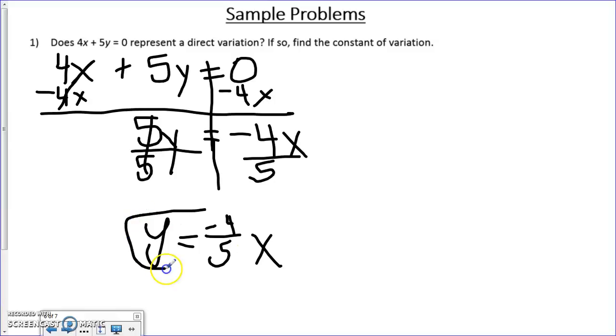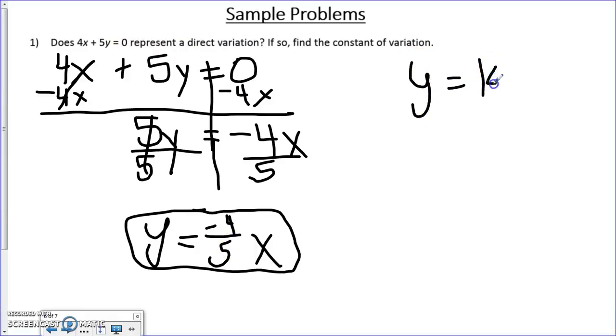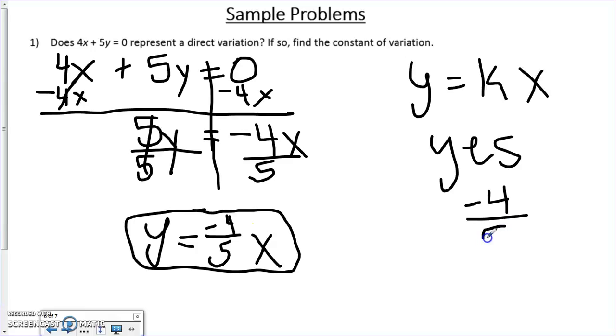Let's go back and answer the question. Does this equation represent a direct variation? Well, remember, the direct variation is y equals kx. When we solved for y, we got y equals negative 4 over 5x, which is the format. So yes, and the constant of variation would be k, which in this case is negative 4/5.